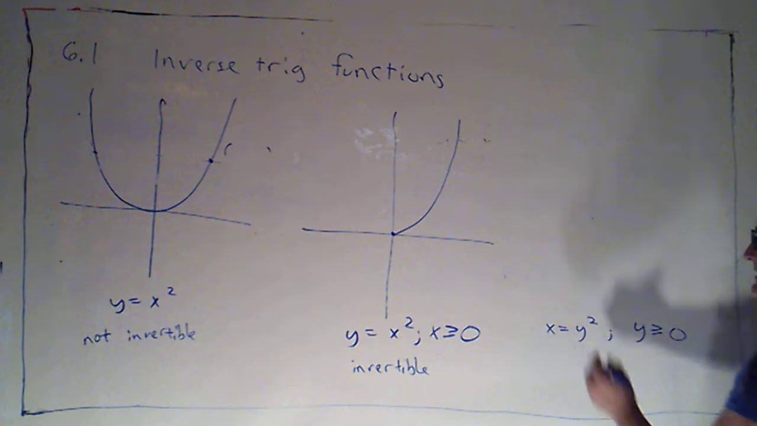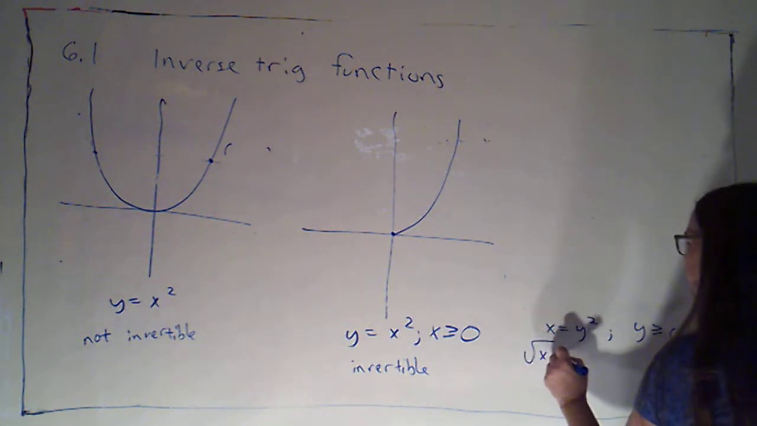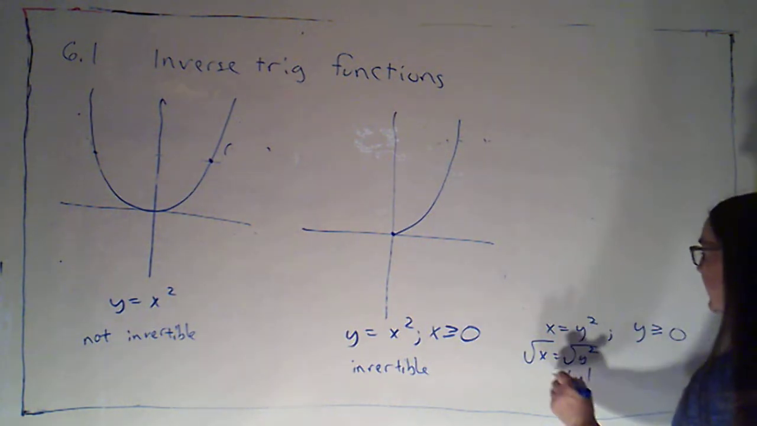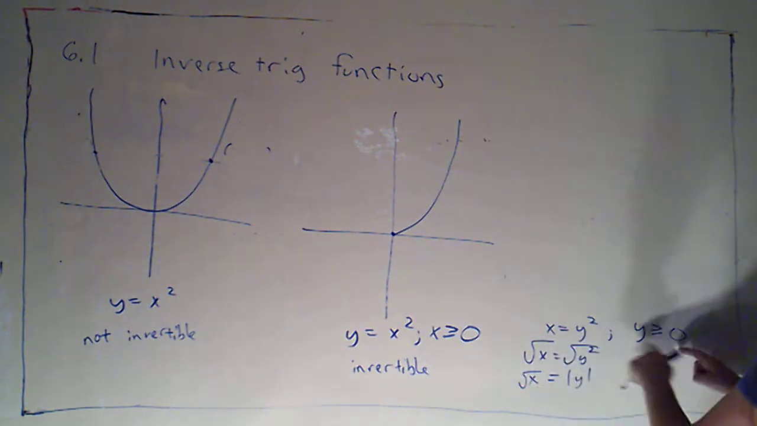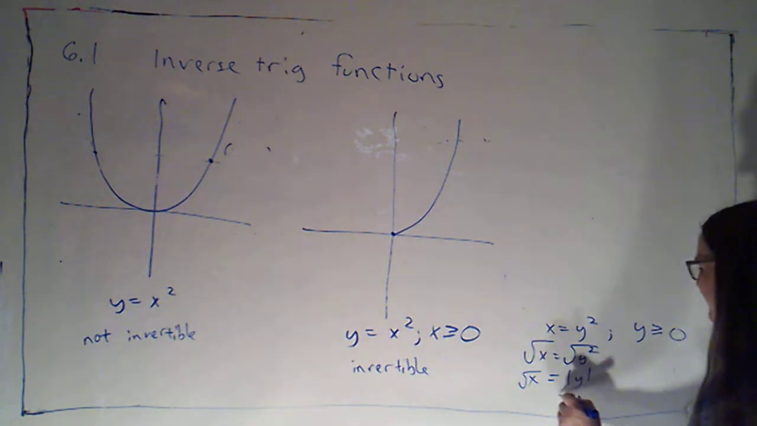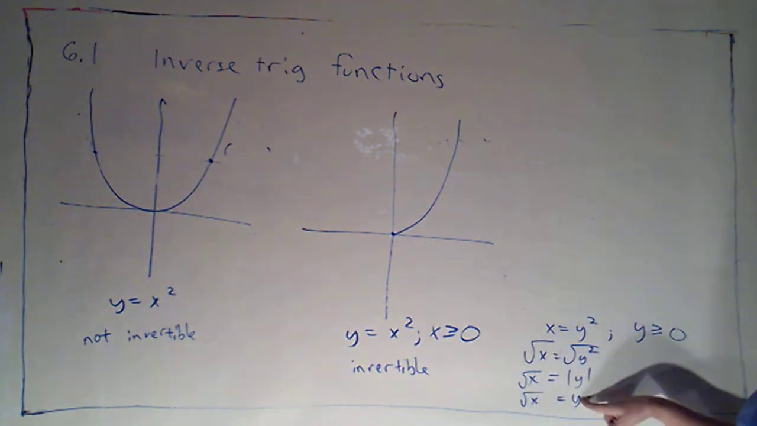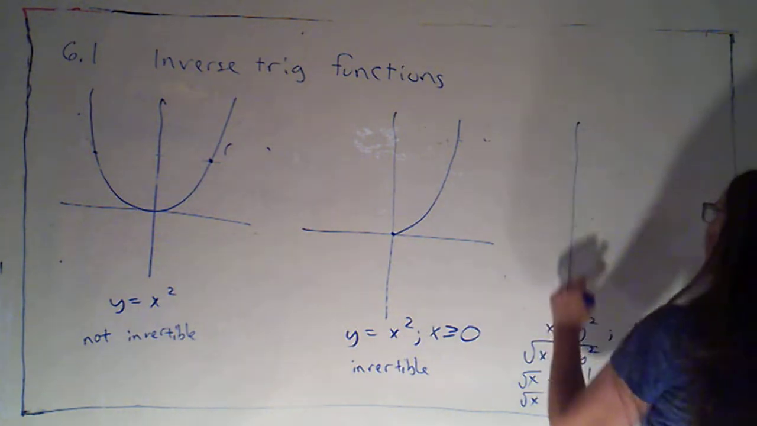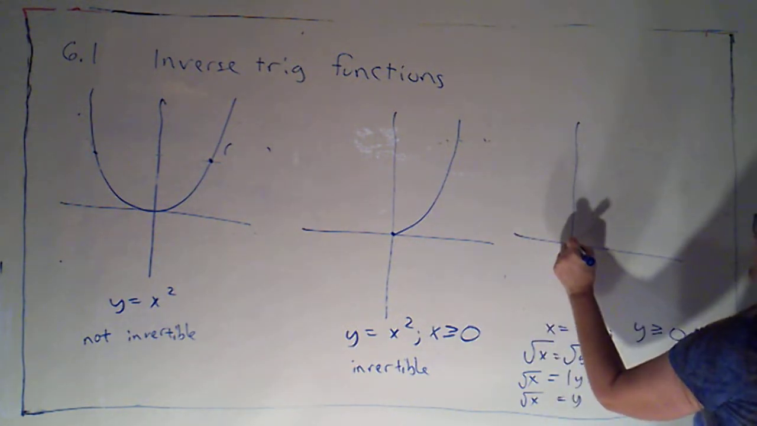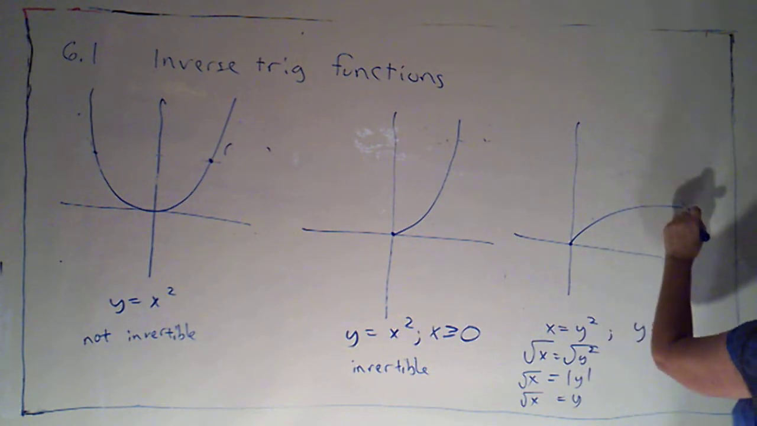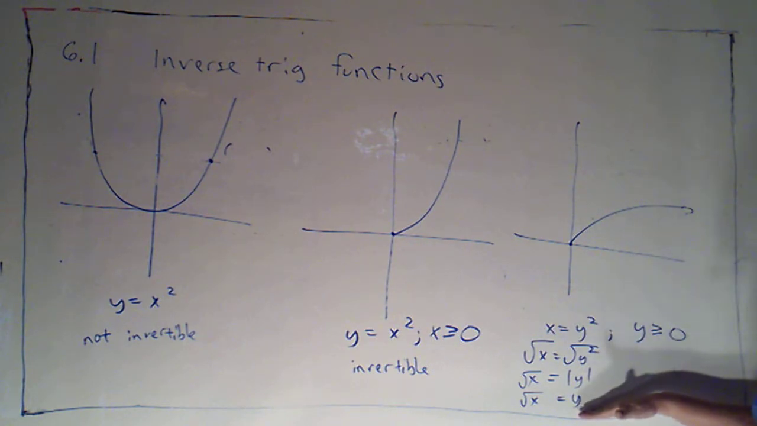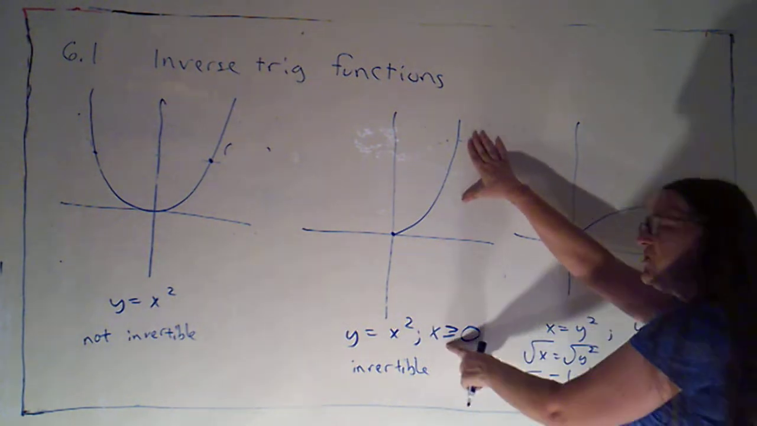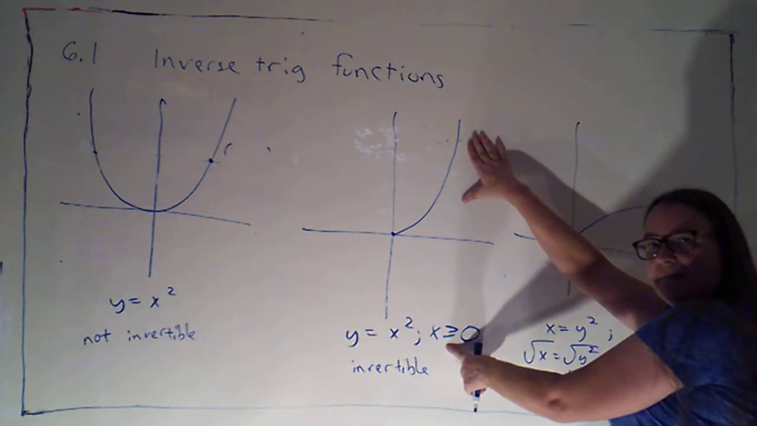Now if I do that, I can take the square root of both sides. I still get the absolute value of y is the square root of x, but now if y is bigger than or equal to 0, the absolute value of y is equal to itself. Because when I take the absolute value of something that's not negative, it doesn't change things. So I would get the square root function is the inverse of the squaring function with this restricted domain.